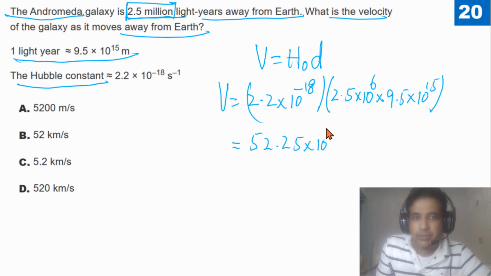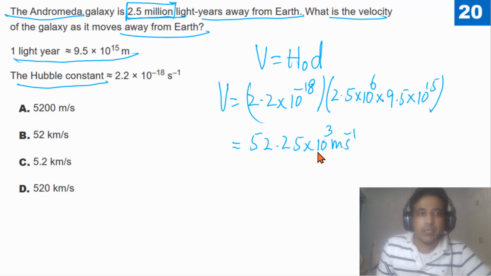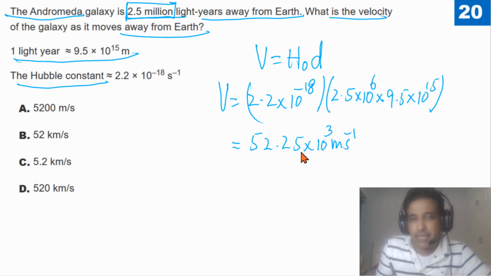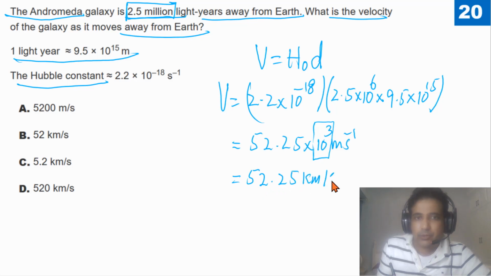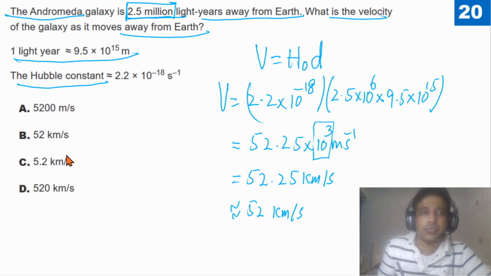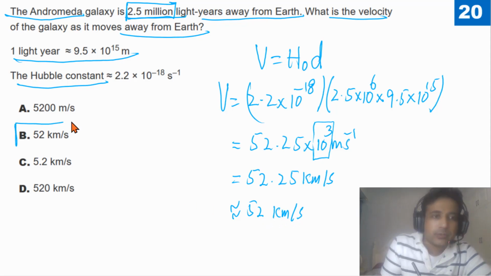52.25 times 10 to 3 meters per second. But there is no answer that matches this one, so we can convert this into kilometers. So this is about 52.25 kilometers per second, or simply up to 2 SF, we can say this is equal to 52 kilometers per second. So the answer for this question is B.